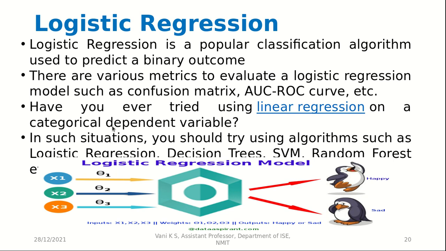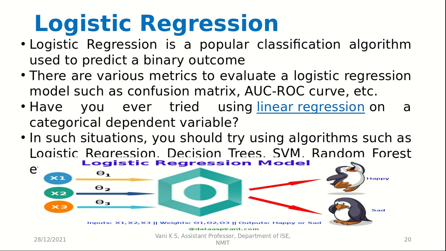Now logistic regression is a popular classification algorithm used to predict a binary outcome. Binary outcome means either it is happening or it is not happening. A 0-1 outcome will be there when we use logistic regression. There are various metrics to evaluate a logistic regression model, such as confusion matrix. We can also use area under curve, ROC curve.